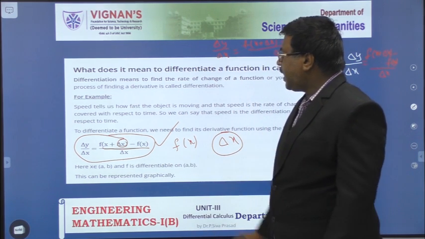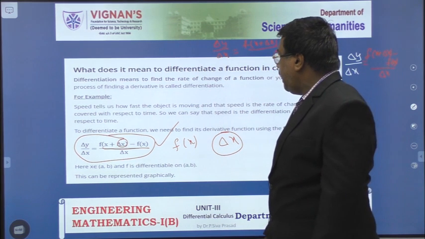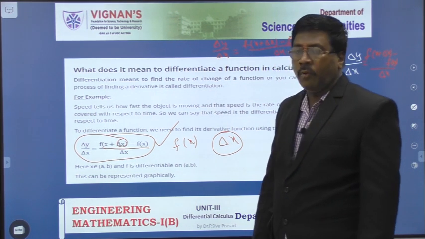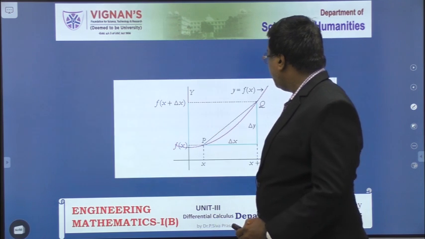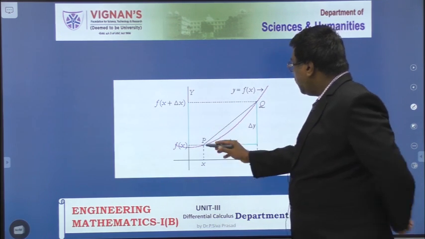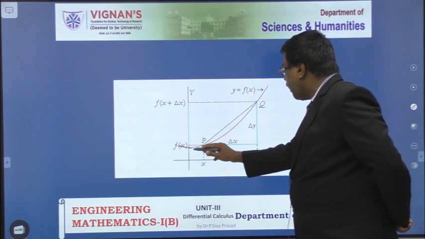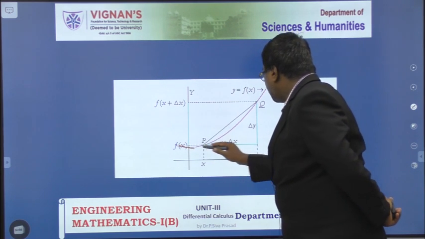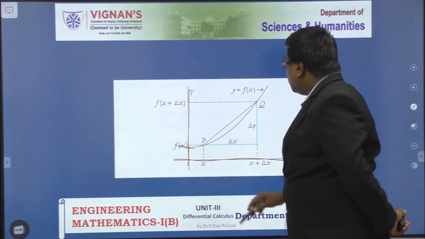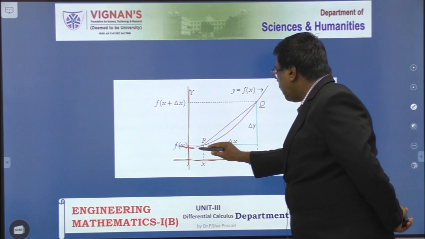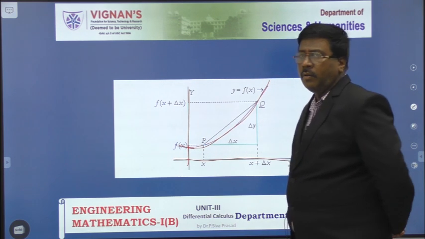Where x belongs to the open interval a comma b and f is differentiable on the open interval a comma b, this can be represented graphically. Please all of you see this. There is a small change. This is the function f of x. Here I have to assume this is the coordinate plane. So the function is y equal to f of x curve.